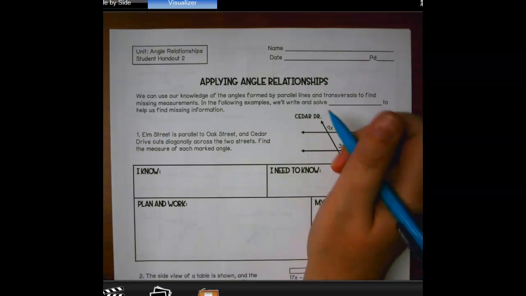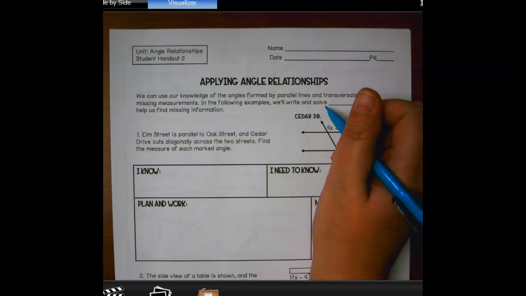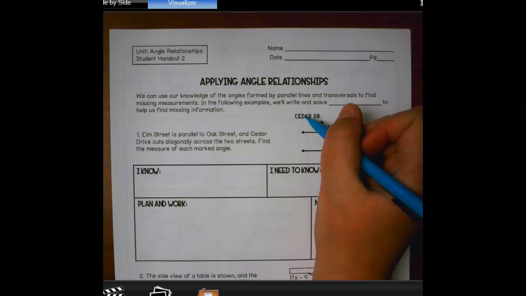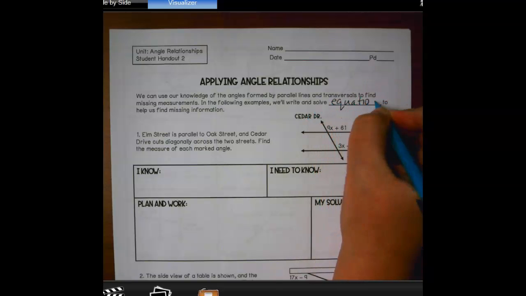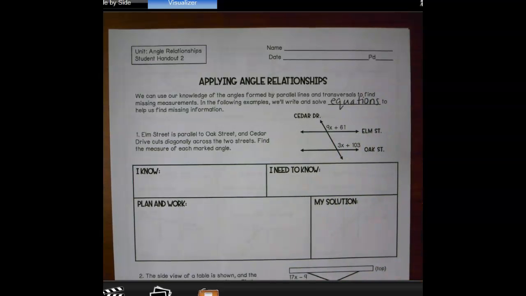Okay, we're going to look at applying angle relationships. It says we can use our knowledge of the angles formed by parallel lines and transversals to find missing measurements. In the following examples, we'll write and solve equations to help us find missing information.